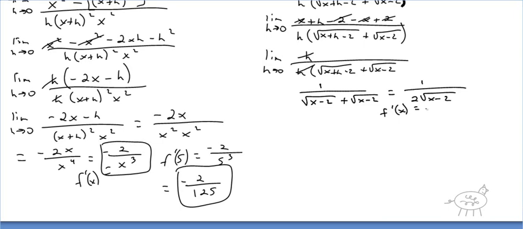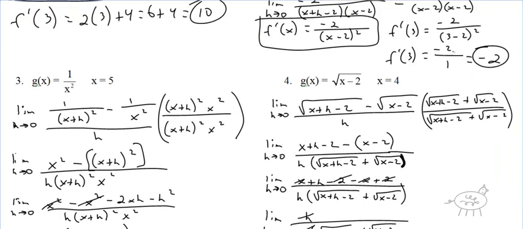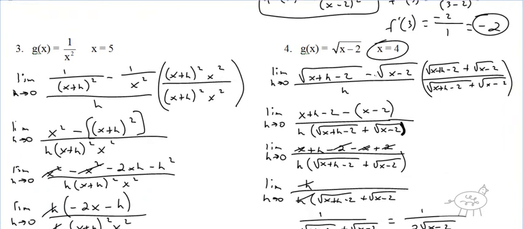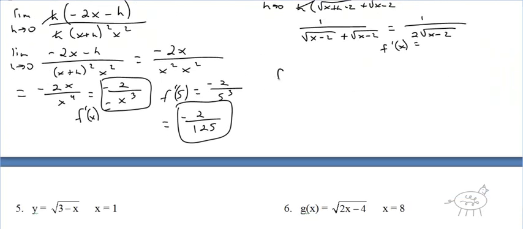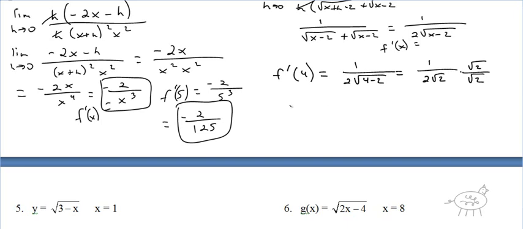And this is what f prime of x equals. Okay? That's pretty mellow. And then I asked you guys that x equals, I believe, 4. So if I say f prime of 4, I get 1 over 2 times the square root of 4 minus 2, which equals 1 over 2 root 2. Of course, you rationalize it, and we get f prime of 4 equals root 2 over 4.